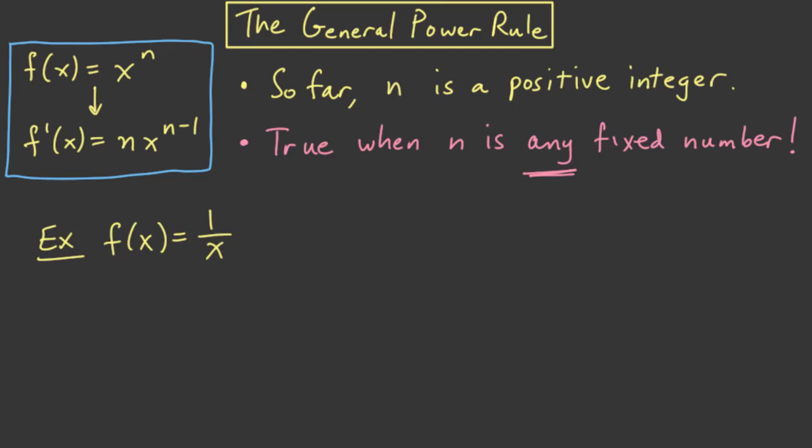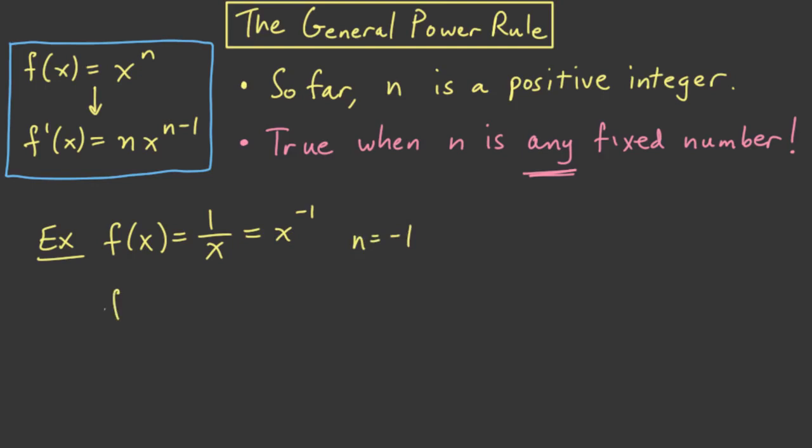Okay? The first example that we'll do is f of x equals 1 over x. I know we've done this one before, but let's just see how the general power rule applies. This function 1 over x can be written as a power. It's x to the minus 1. So this fits perfectly into the general power rule. n here is minus 1.